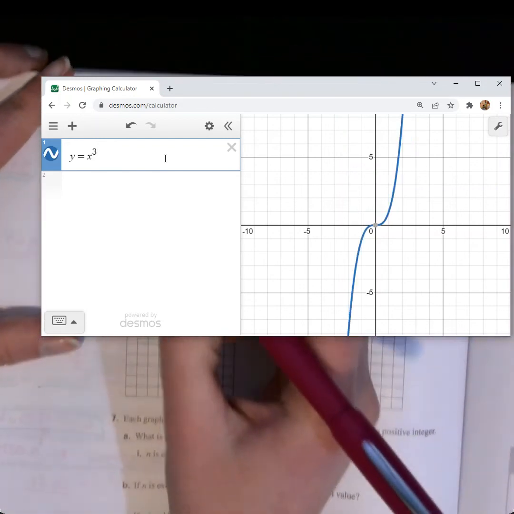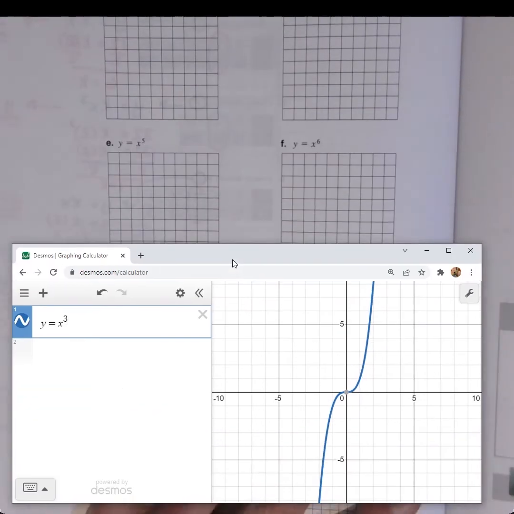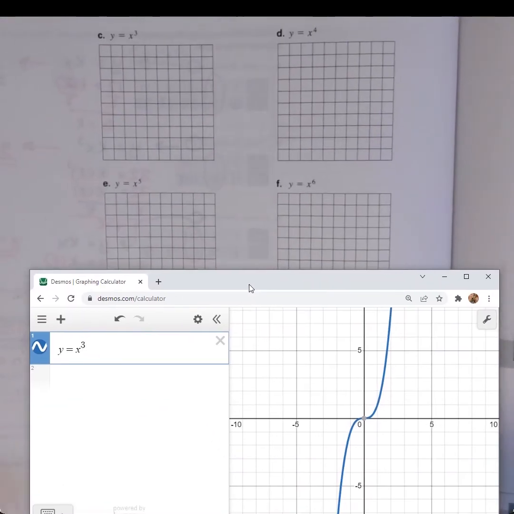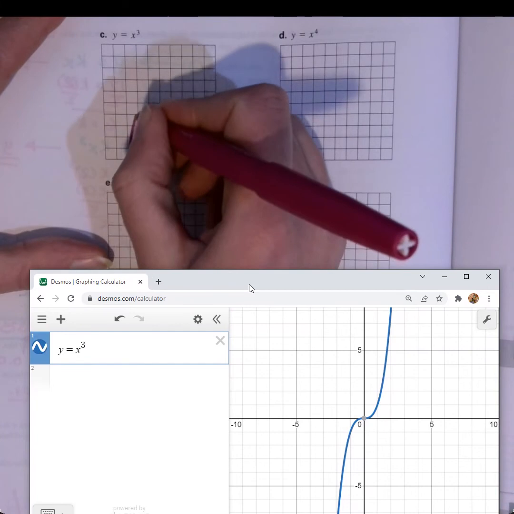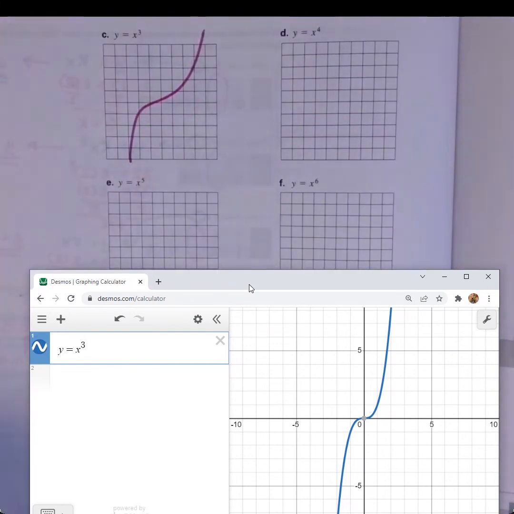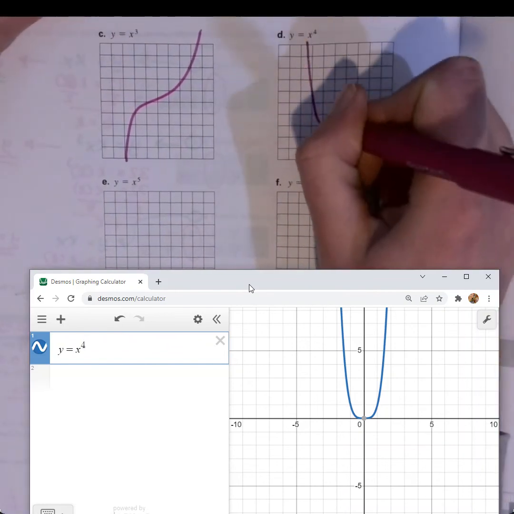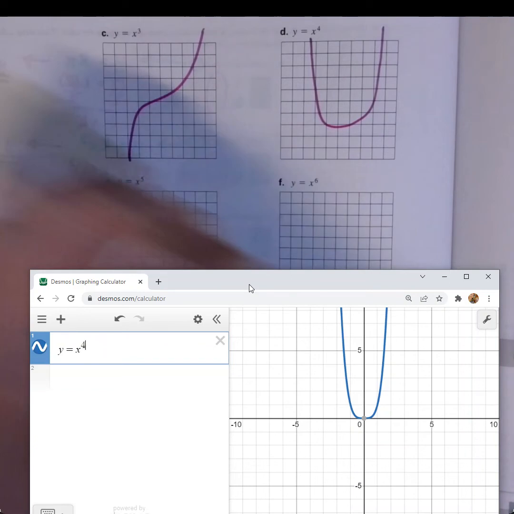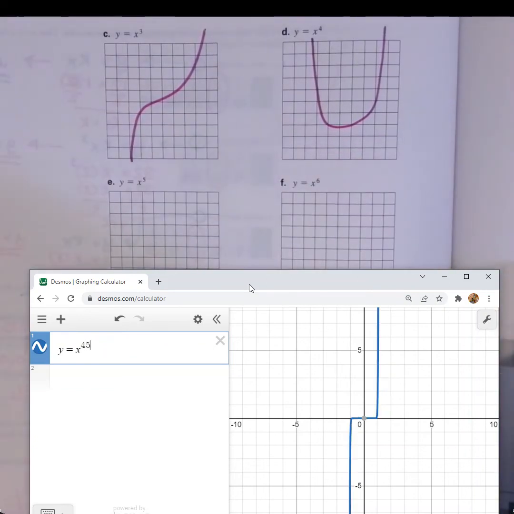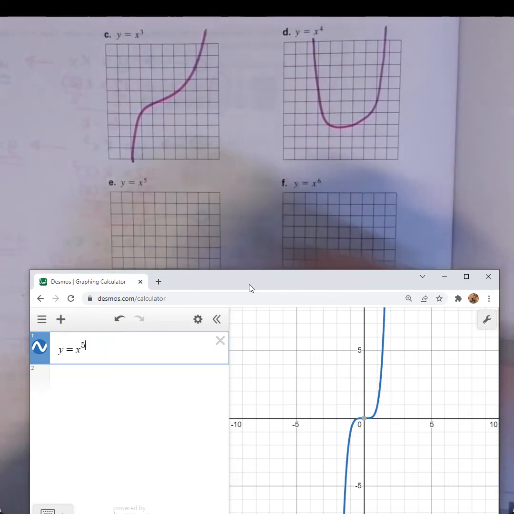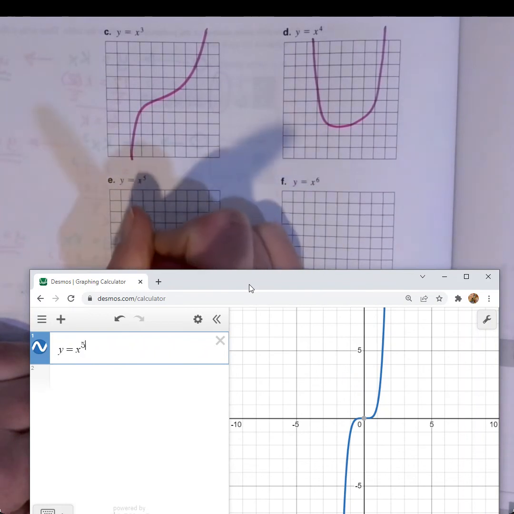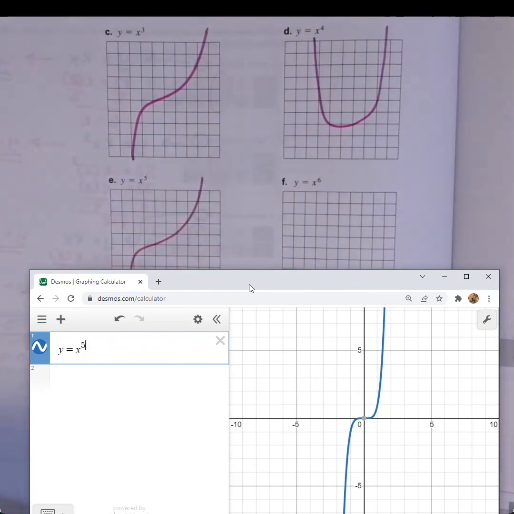Maybe I'll move this decimal thing down a little bit. So, swoosh going up there. Y equals x to the fourth. Kind of like a parabola again, right? Y equals x to the fifth. Got that same sort of swooshy bit. And y equals x to the sixth. Kind of like a parabola again.